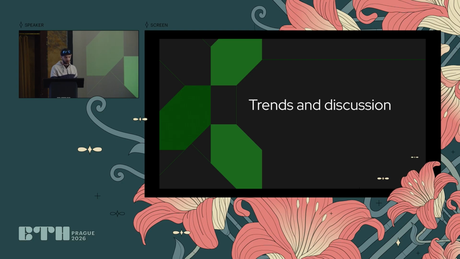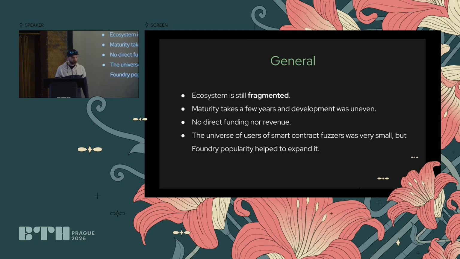Let's see a bit of the discussion here to see how things look. So the ecosystem is still fragmented. We still have different tools doing things in different ways and in different directions. That is good and bad at the same time. Our efforts are scattered around, but it also means that we can try different ideas and see what is working better, right?